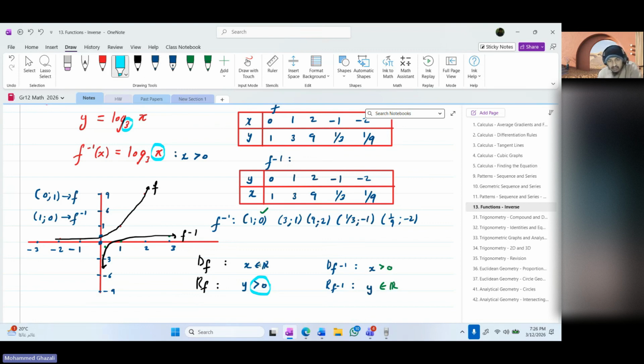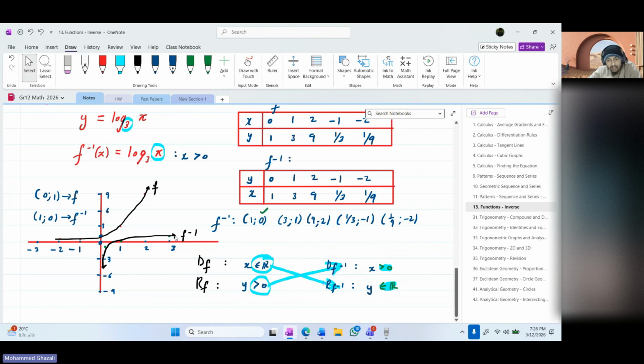You saw what I did? I switched the domain and the range around. Remember, domain is x values, range is y values. That's what I did. See that? That part and that part. I took it from here, and that part went there. Just remember domain and range.